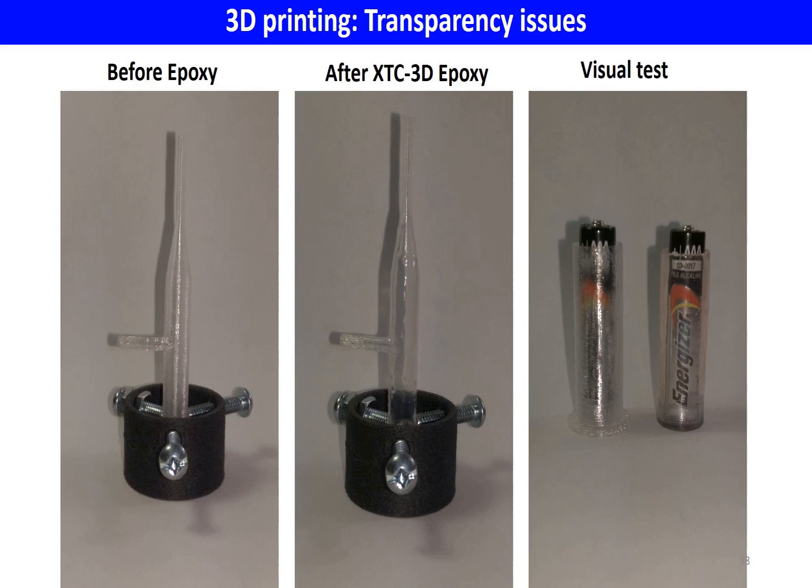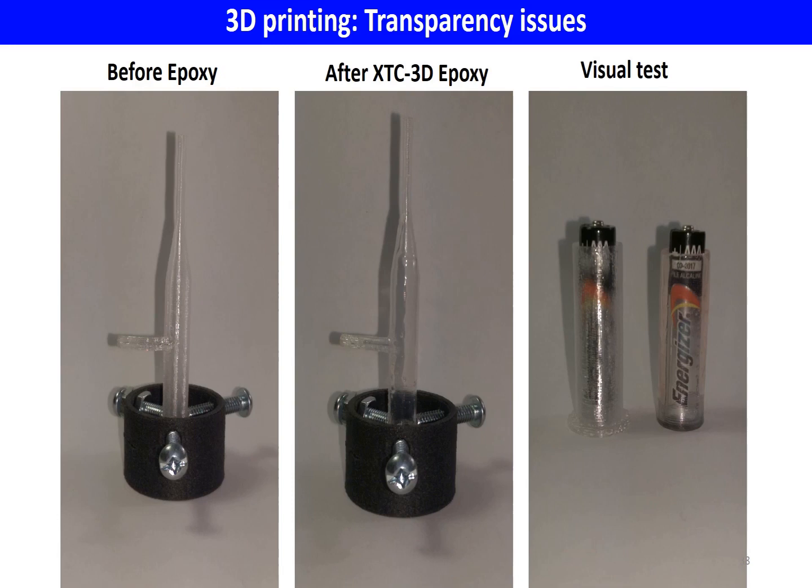You can see a battery. Actually, you cannot actually read what the battery is. And when we put the XTC 3D epoxy, we get the transparency back. So there are ways to post-process this thing.